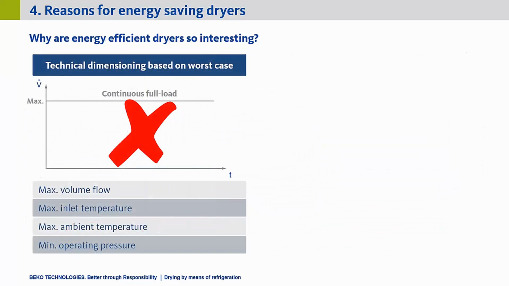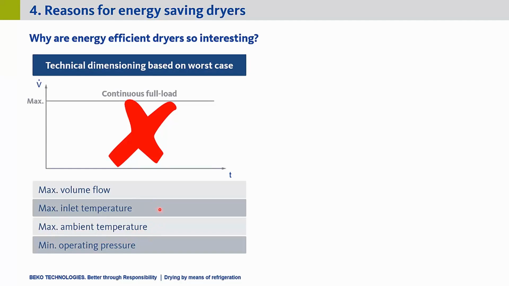So let's make this topic even more clear. It says here technical dimensioning based on worst case. So technical dimensioning of a dryer is always based on worst case conditions. That means we have to select the dryer for the maximum load that can occur, so for the maximum volume flow. So we would assume, like it is shown here, that we have a continuously full load of volume flow. Then again, you also select the dryer for the maximum inlet temperature, the maximum ambient temperature, and the minimum operating pressure, because these are the worst case values.